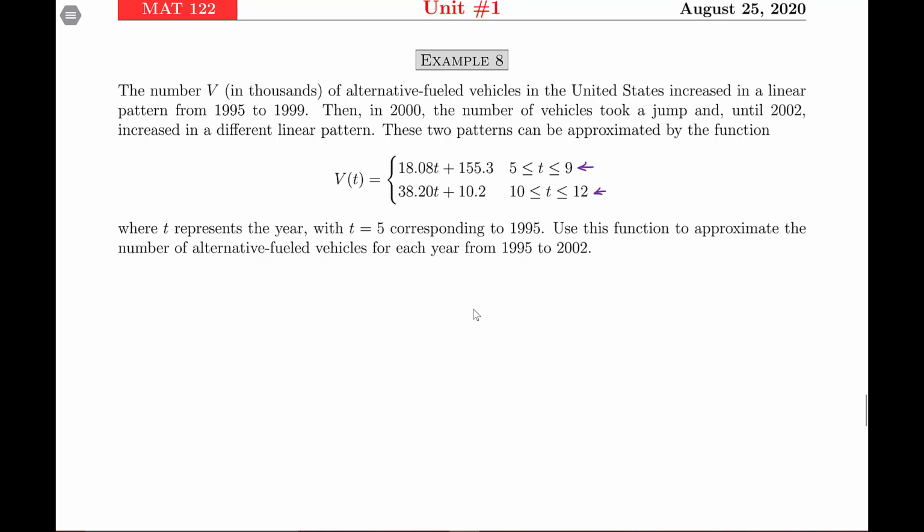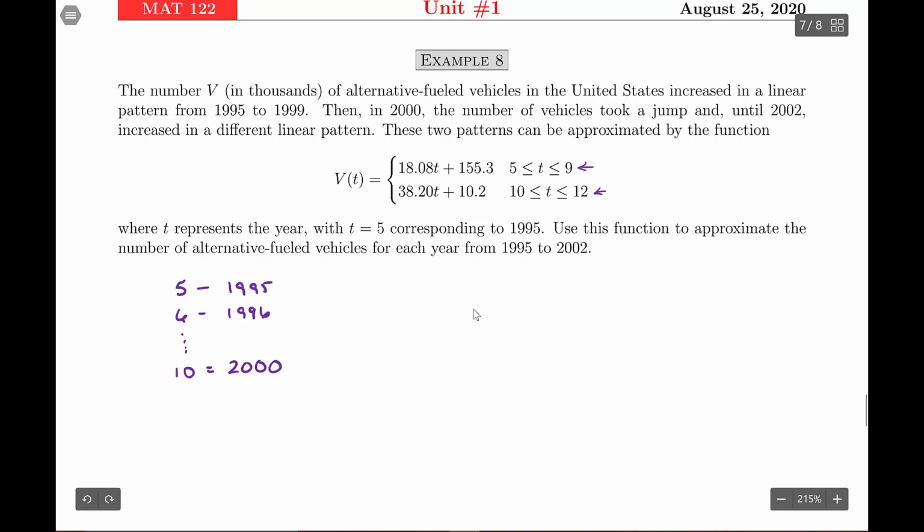So t represents the year. T equals 5 is 1995. That means 6 is 1996. And we can keep going on. When we get to 10, that's going to be the year 2000. 12 would correspond to the year 2002. So use the function to approximate the number of alternative fueled vehicles for each year from 1995 to 2002.